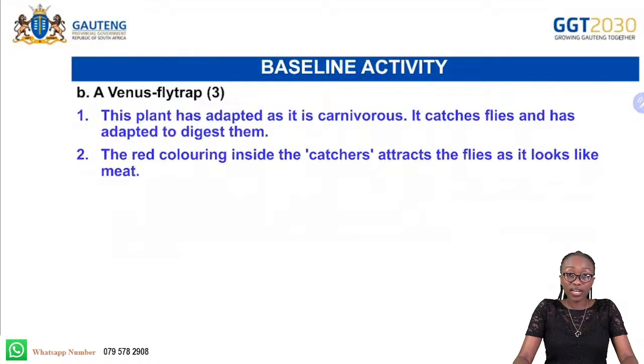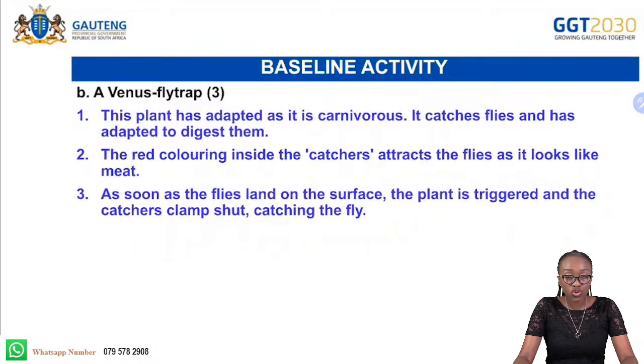All right, now let's quickly go back. Now, a Venus flytrap for 3 marks. This plant is adapted as it is carnivorous, so it eats animals, it eats flies. It catches flies and it has adapted to digest them. Then the red coloring on the catchers, if you saw the picture, attracts the flies because it looks like meat. So when the fly looks at the Venus plant, it's going to think that it is meat.